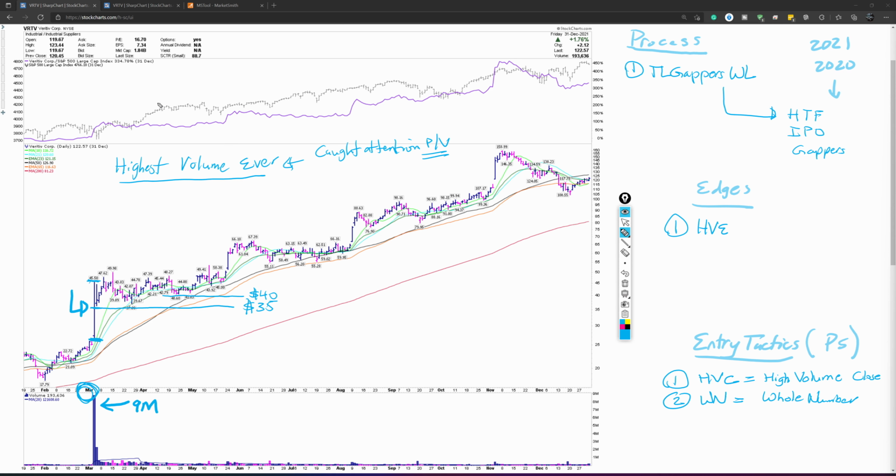The second edge that I try to look for is some sort of relative strength. How do we know that this 9 million bar, which was the highest volume ever, was accumulation? How do we know whether it was accumulation or distribution?